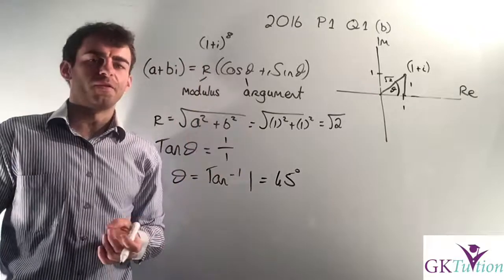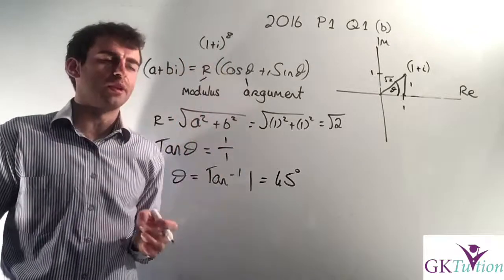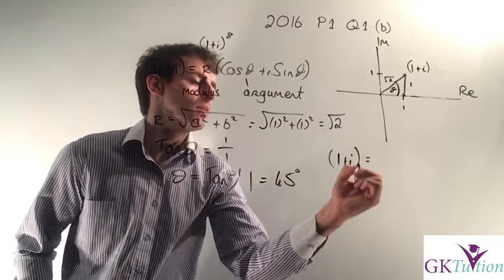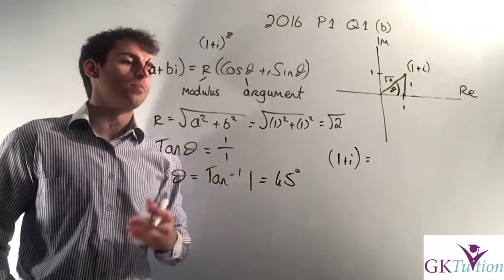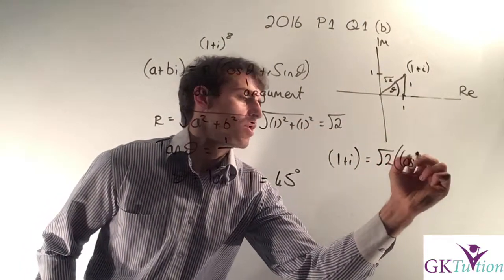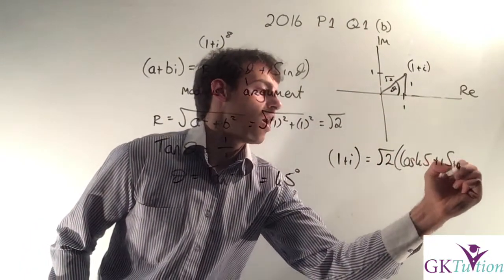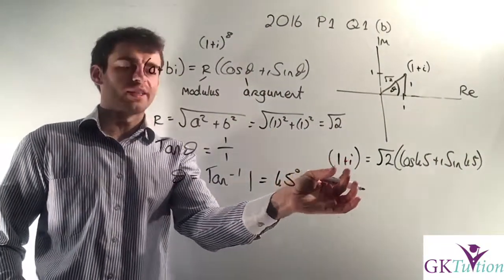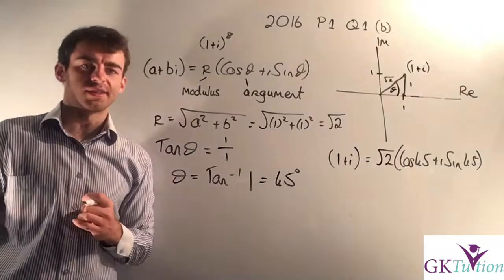So now I have enough information to write my complex number in polar form. So I know another way of writing 1 plus i is actually r cos theta plus i sine theta. In other words, the square root of 2 times the cos of 45 plus i times the sine of 45. So I know that 1 plus i, that's in rectangular form, can also be written like this.